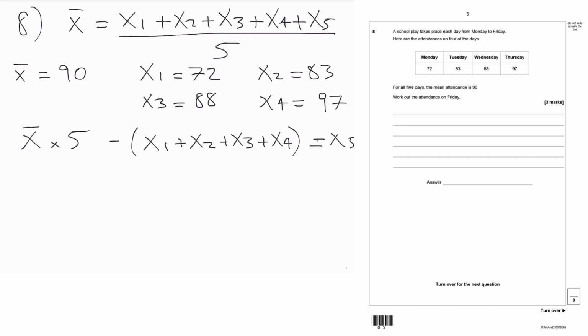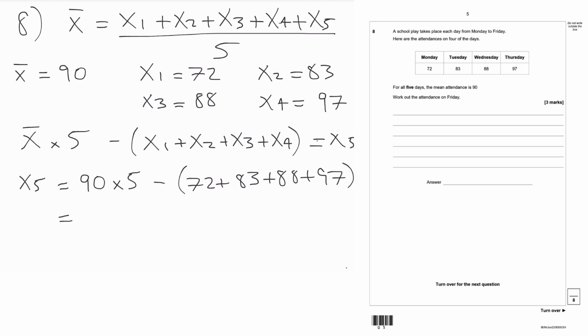X5. And now I can just plug in my values. So I have X5 equals X bar, which is 90 times 5, minus 72 plus 83 plus 88 plus 97. So this gives me 450 minus, and then if we add all those together, we should get 340. And we work this out and we get 110.